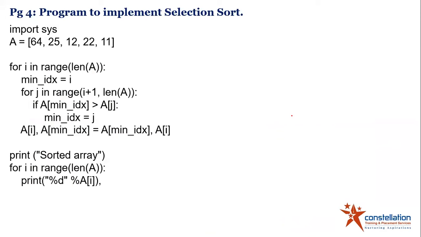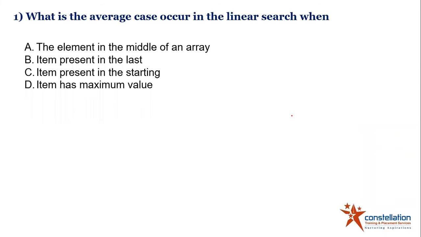So now let us try to answer some questions which are usually asked in interviews. The first question is: what is the average case in linear search? When the element is in the middle of an array, item present in the last, item present in the starting, or item has maximum value. So basically they're asking about the average search, right?